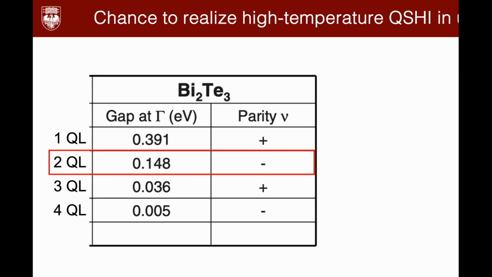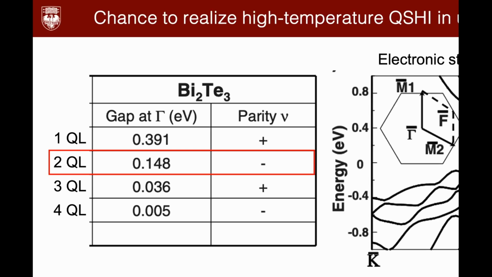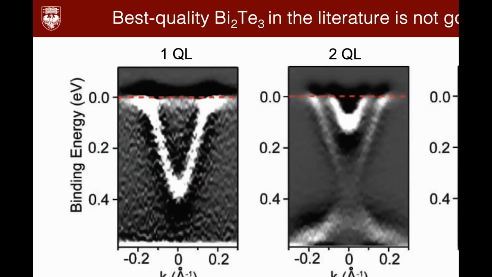So if this can be realized, we should have a high temperature or maybe even room temperature quantum spin Hall effect by now. So why have we not done that? In fact, after this theoretical prediction, experimentalists were immediately motivated to look for such a phase. So again, this is from Professor Qi's group.